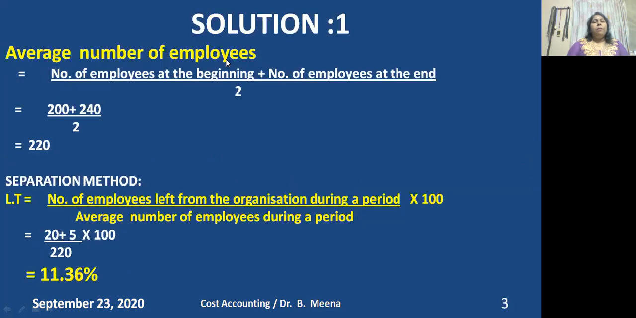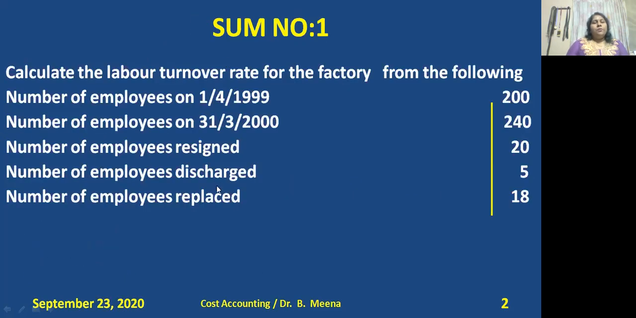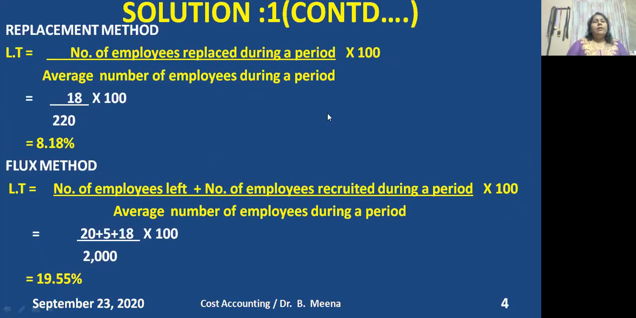If we check the problem, the last information is the number of employees replaced, which is 18. So this alone I will consider under the replacement method. So 18 divided by the average, which I already calculated as 220, into 100. I'll get 8.18% as the labor turnover under the replacement method. Then I'll move on to calculate the labor turnover under the flux method.